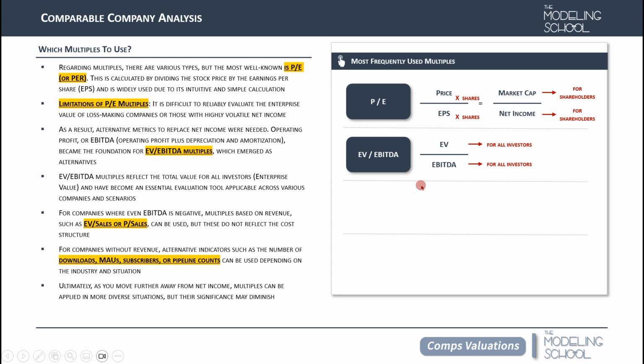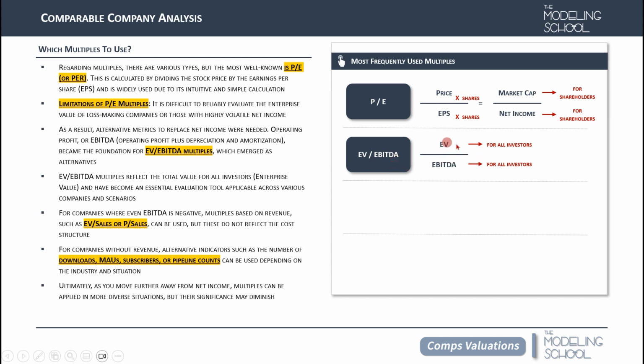So instead of using net income, we're using EBITDA in the denominator, and this is much less volatile than net income, relatively. And this might better reflect a company's fundamental performance. As a result, the EV/EBITDA multiple becomes much more applicable for loss-making companies, and it provides a more stable benchmark during our comps valuation process.